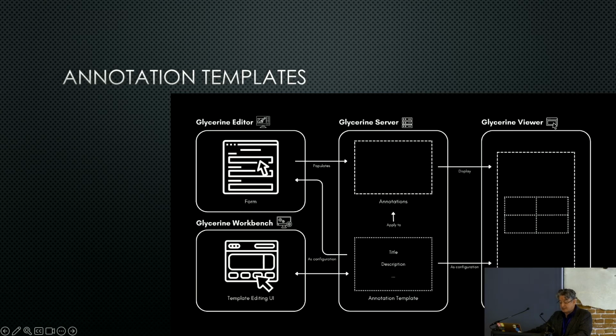Within Glycerine Editor, the template renders dynamically as a structured annotation form. This provides annotators with a controlled and consistent editing environment organised around configurable tabs and fields rather than free-form text entry. The resulting annotation data is then stored separately in Web Annotation Protocol format. And again, the annotation data specification is also published openly on GitHub.